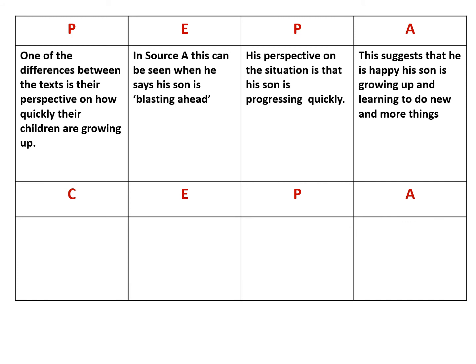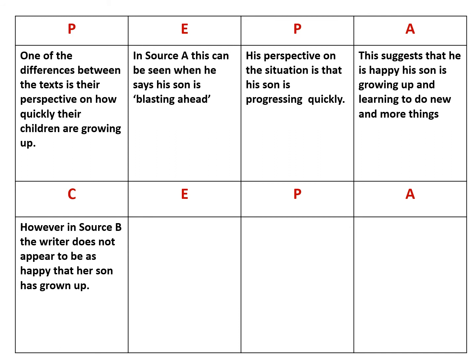Now, I could go into loads more detail talking about the fact that the verb blasting shows us that he is moving like a rocket, but I don't have to. I need to just carry on with my perspective. So, my comparison sentence. However, in source B, the writer does not appear to be as happy that her son has grown up. I've done a different perspective for both sources.